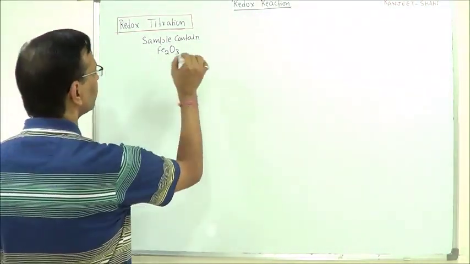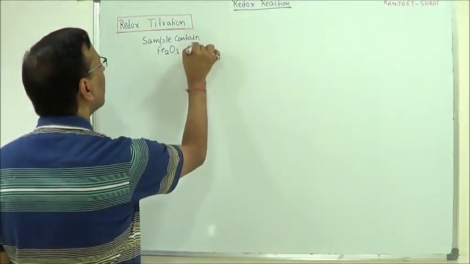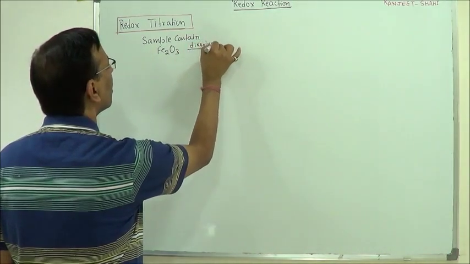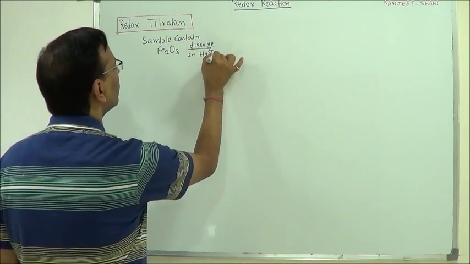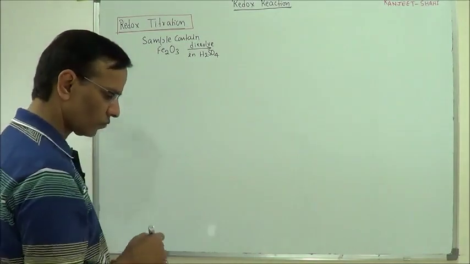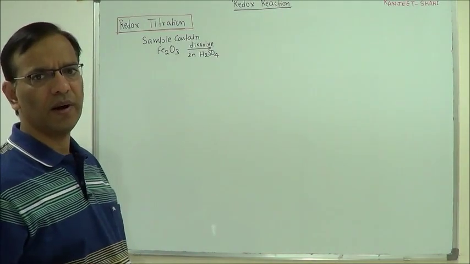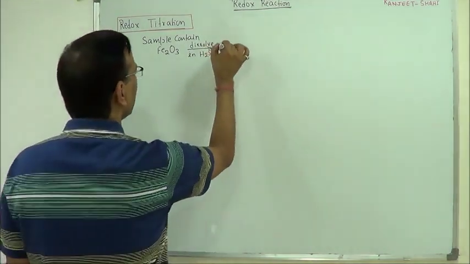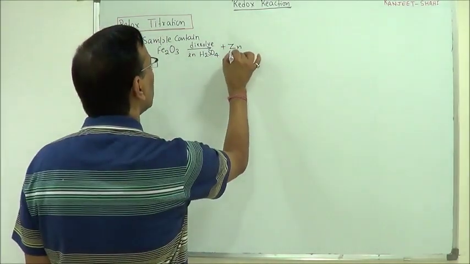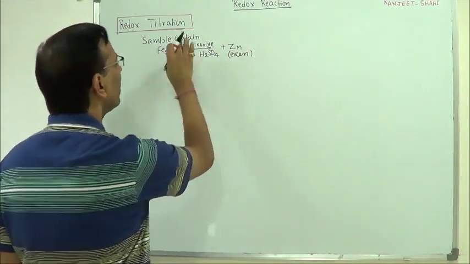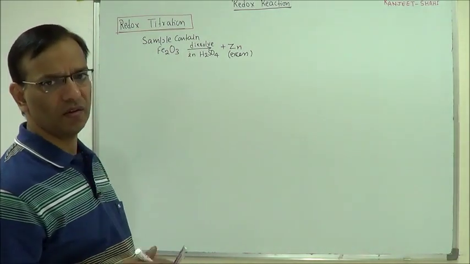So what we do, we first dissolve this sample in H2SO4 solution. Ferric ion cannot be estimated directly by redox titration. So what we do, we add then some strong reducing agent, and that too in excess. Zinc is added to the solution of sample which contains ferric oxide, and zinc is in excess. Zinc is a reducing agent.